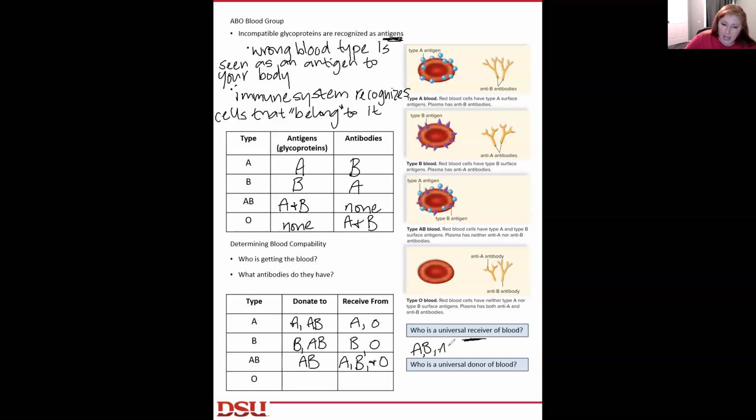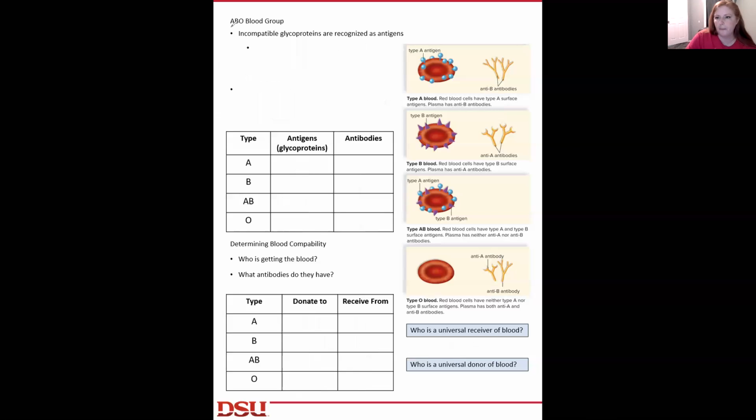A, B, and O, there you go. O can donate to everybody, A, B, and itself. But, bummer, it can only get from O. So who's the universal donor? O, okay? Makes sense? Hopefully you're saying, yes, yes it does. If it does not make sense, email me, let's talk, for real.